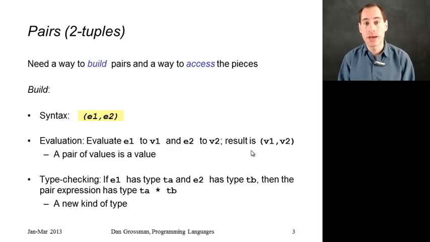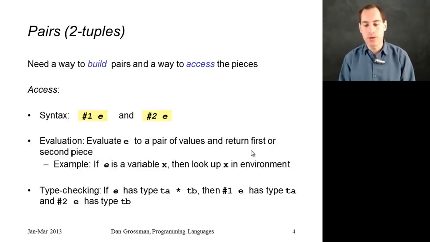We also have a new kind of type for these pairs. So if E1 has some type, say TA, and E2 has some type, say TB, then the pair expression will have type TA star TB. So it just has the types of the two parts of the pair, separated by a star. So that's how we build pair expressions. Now how do we access the pieces? Well, I'll show you a different way in the future, but for now, let's use these two constructs, #1 of an expression and #2 of an expression.